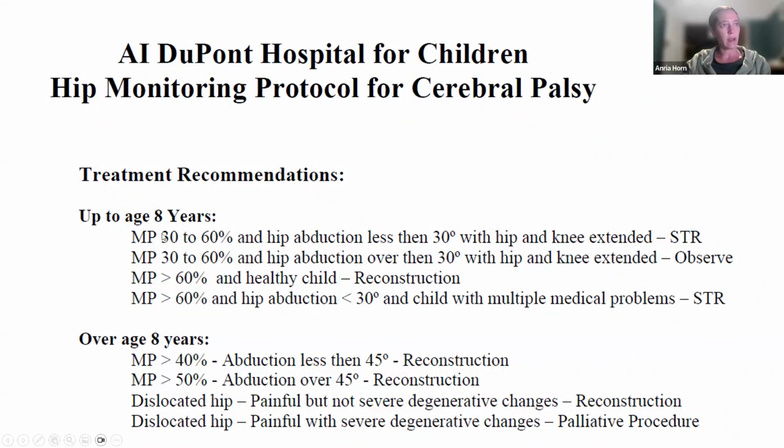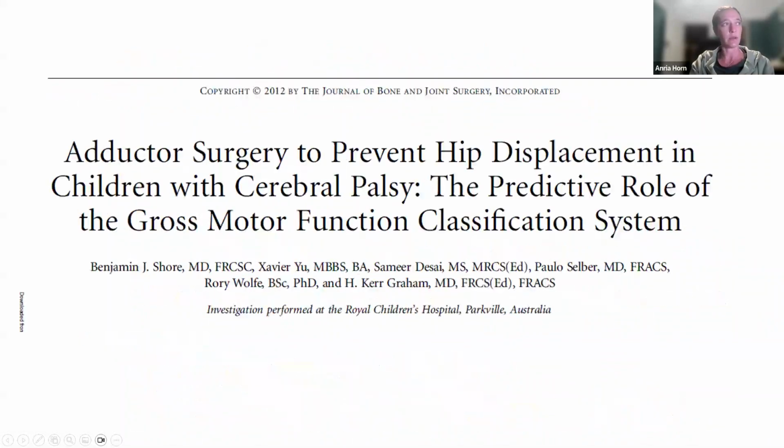So what they recommend is that for up to the age of 8, for migration percentage 30 to 60, only soft tissue releases. So I don't think that's enough. 30 to 60 with the hips that can abduct, nothing, definitely not. And then the rest I agree with. But I think they're way too conservative with their surgical interventions according to this protocol.